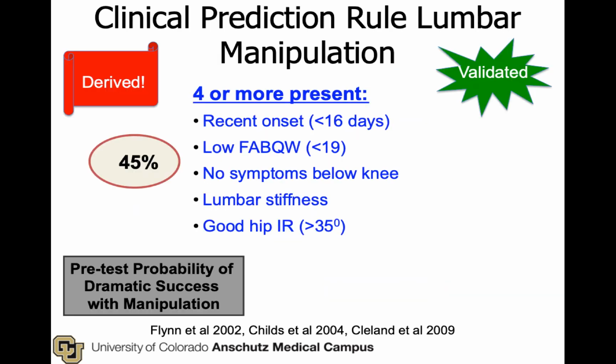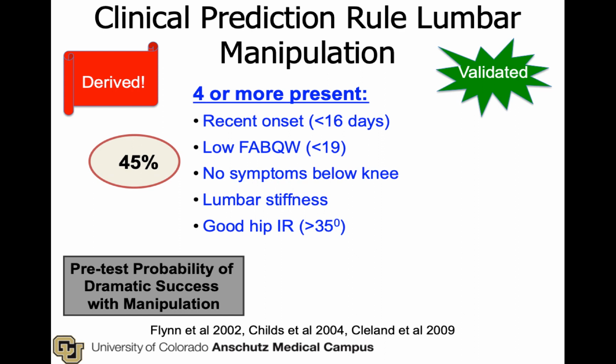So the landmark study that kind of led to these criteria was Tim Flynn's clinical prediction rule in 2002. He derived it in 2002, and this was validated in 2004 by John Childs, and then a subsequent study further built upon the validity in 2009. So basically they took every patient with low back pain, did a comprehensive history and physical examination, and then they manipulated everybody. Their criteria for success was a 50% reduction in disability within 1 week. If they met that criteria, they were a success. If they didn't meet that criteria, they were not a success. So 45% of the individuals in that study met the criteria for success.